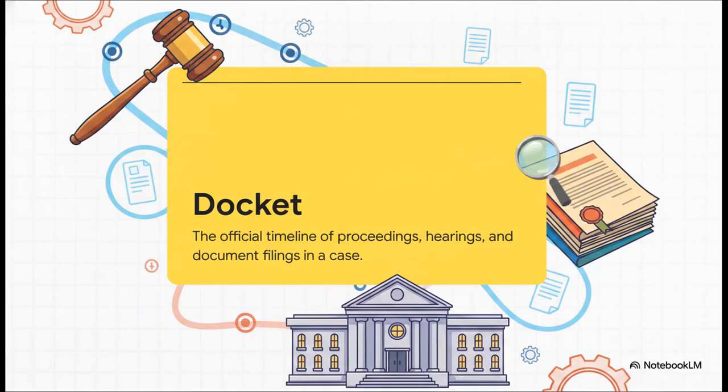Remember that blue case number we clicked on earlier? Clicking that takes you to something called the docket. What's a docket? Think of it as the chronological story of the lawsuit. It's the official timeline. It lists every single proceeding, hearing, and document filed in that specific case, starting from the day it opened right down to the day the judge slammed the gavel and closed it.